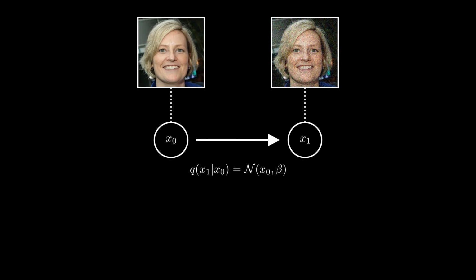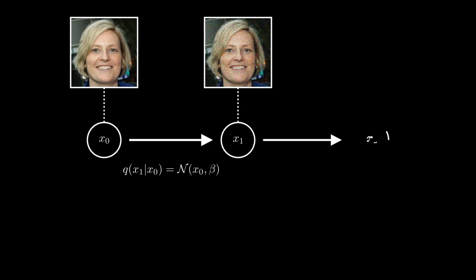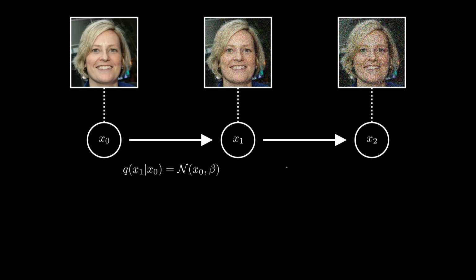So rather than seeing this as adding noise to x0, we can just imagine that we take a sample from a Gaussian distribution of variance beta centered on x0. Then to go to the next step, we do the same thing. This time we label the distribution as q of x2 knowing x1. Again, the operation is simply taking the previous step and adding some amount beta of Gaussian noise, which is the same as taking a sample from a Gaussian distribution centered on x1 with variance beta.